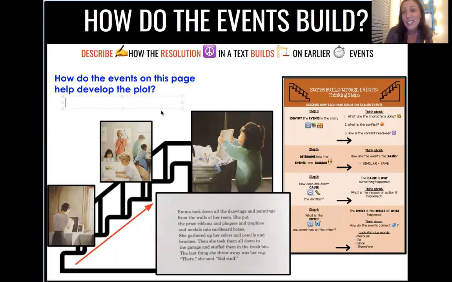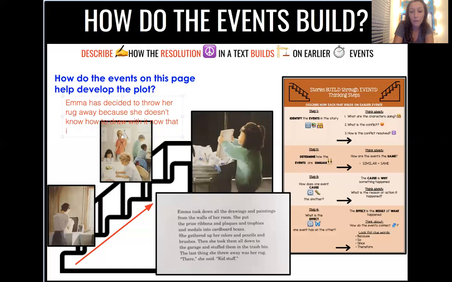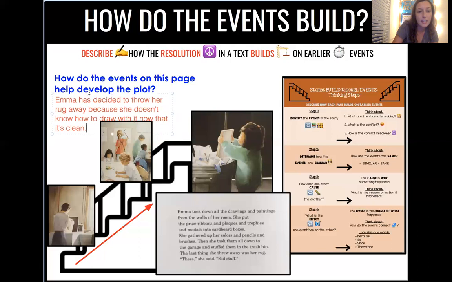She hasn't really learned a lesson either. She's just made a decision. Emma has decided to throw her rug away because she doesn't know how to draw with it now that it's clean. So again, let's think about that question.